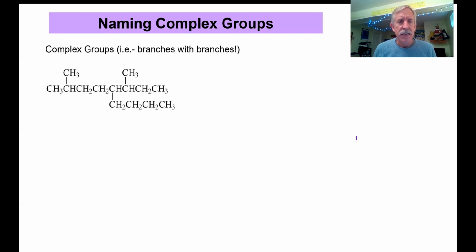So here, a very big alkane. Notice there's no other functional group, so this is already going to end in ane. And all I want you to do is start with finding the root. What's the longest chain possible?